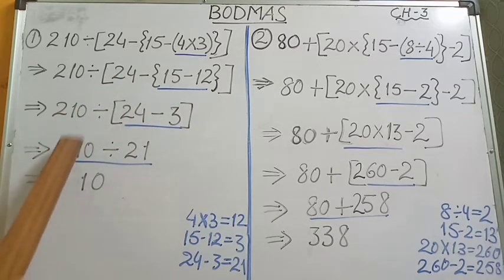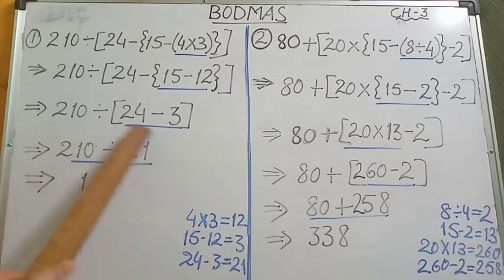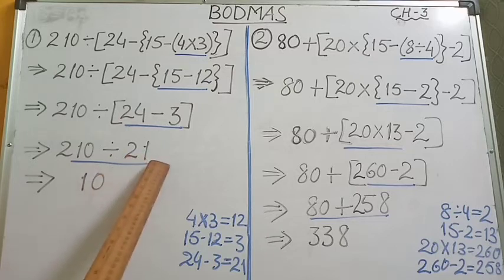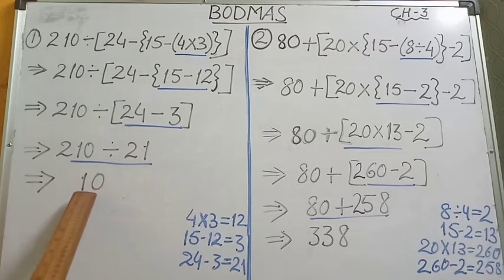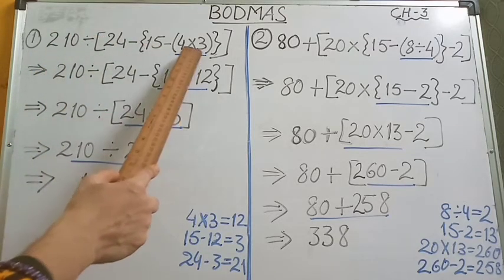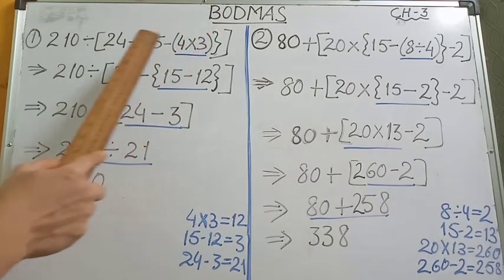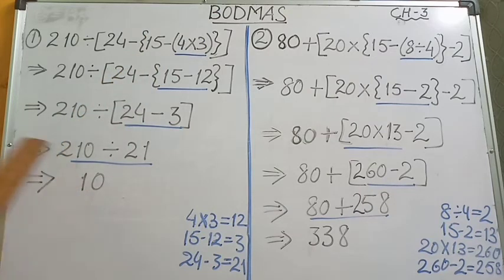So 210 divided by 21. Now we have only one operation to solve, 210 divided by 21. So when we divide 210 by 21, we will get the answer 10. So here you can see all three brackets are there, and within the brackets operations are there. So using BODMAS rule we have simplified, and we get the answer 10.